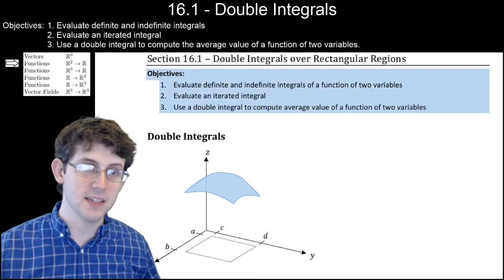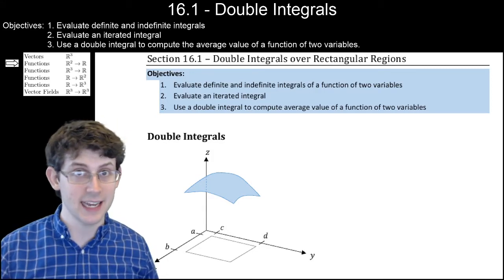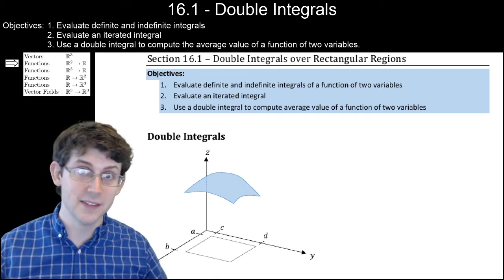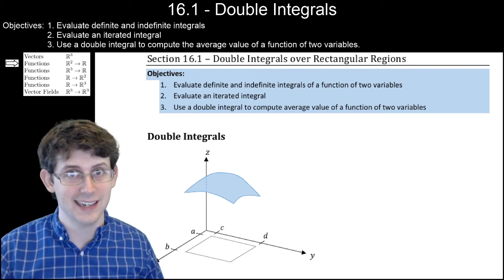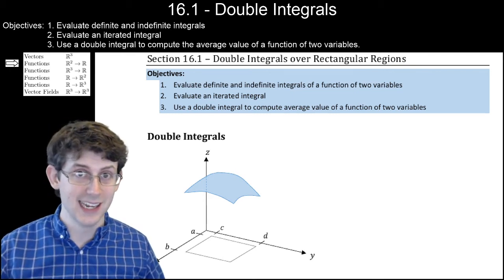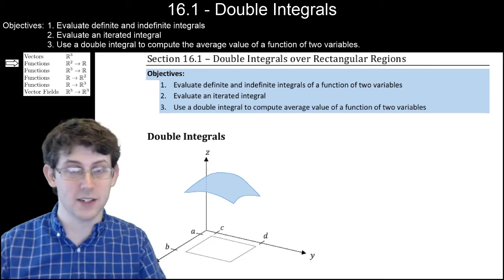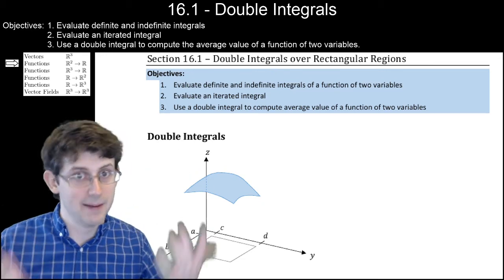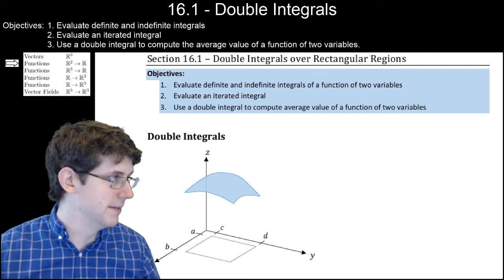This is section 16.1, double integrals over rectangular regions. Now that chapter 15 is over, which was all about derivatives and the ways that we can use derivatives, it's not that surprising that the next chapter is all about integrals and how we can use integrals. And then after that, we'll mash it all together and show the big vector calculus theorems at the end of the class. So let's jump into section 16.1.